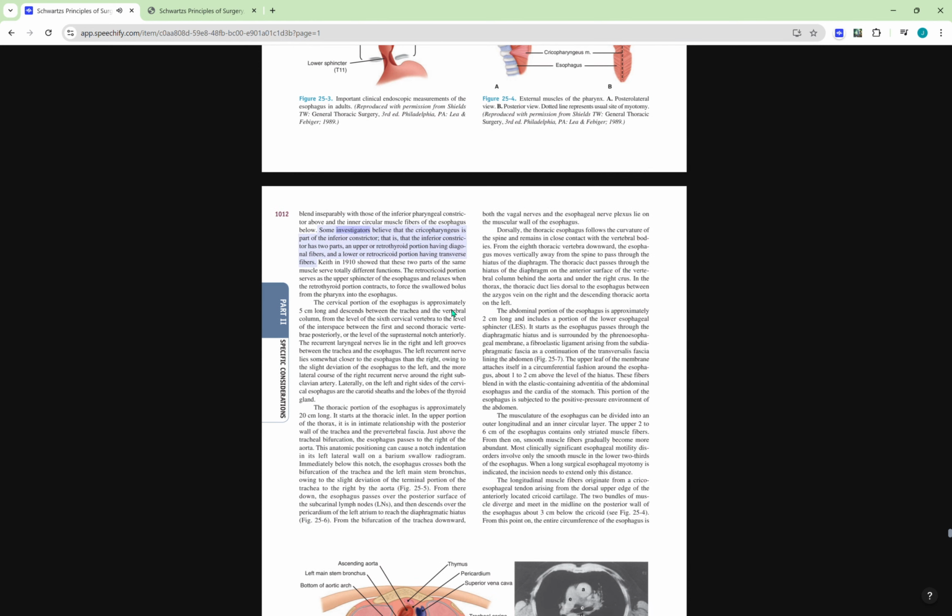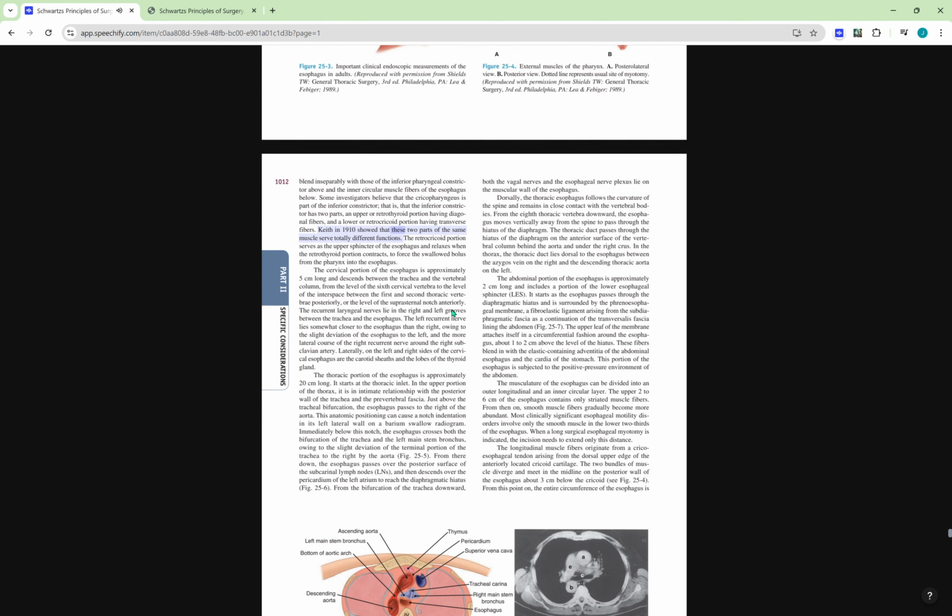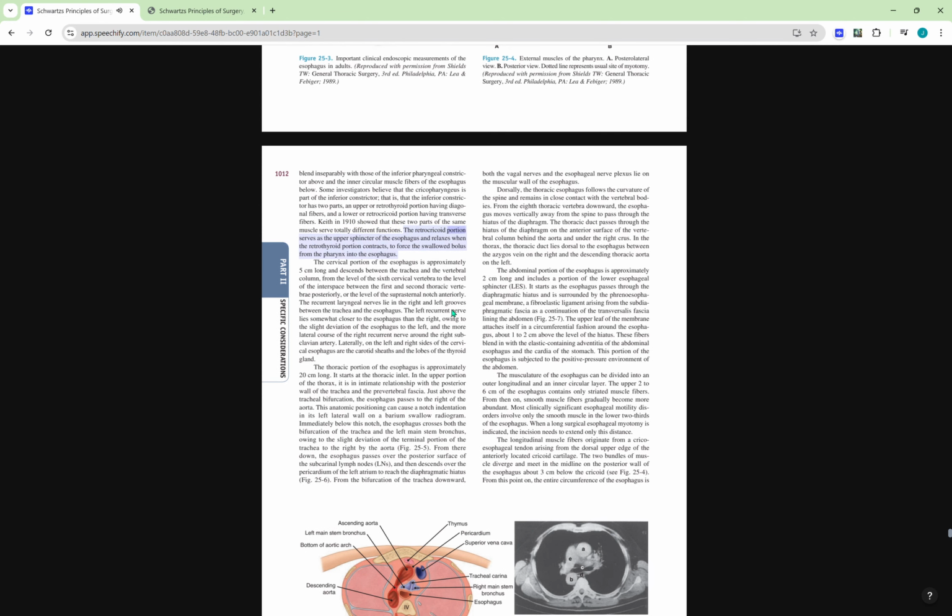Some investigators believe that the cricopharyngeus is part of the inferior constrictor. That is, that the inferior constrictor has two parts, an upper or retrothyroid portion having diagonal fibers, and a lower or retrocricoid portion having transverse fibers. Keith in 1910 showed that these two parts of the same muscle serve totally different functions. The retrocricoid portion serves as the upper sphincter of the esophagus and relaxes when the retrothyroid portion contracts to force the swallowed bolus from the pharynx into the esophagus.